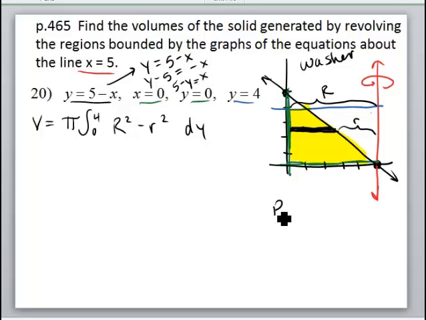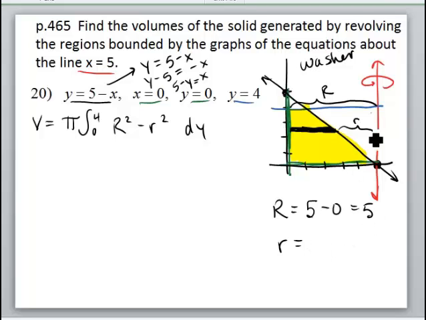So down here, I'm going to figure out what big R and little r are. Big R, since we're revolving about the x equals 5 line, I have to always go right minus left. When I have a dx, I always go top minus bottom, but on the dy's, I go right minus left. So I have the x equals 5 line and the x equals 0 line, so I just simply say it's 5 minus 0, or just 5.